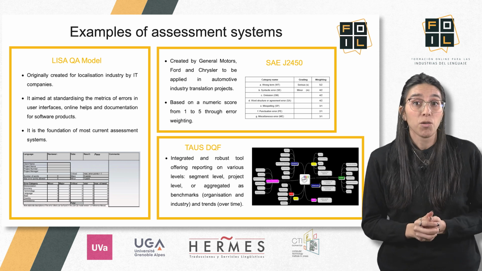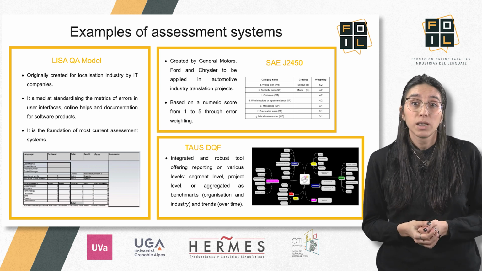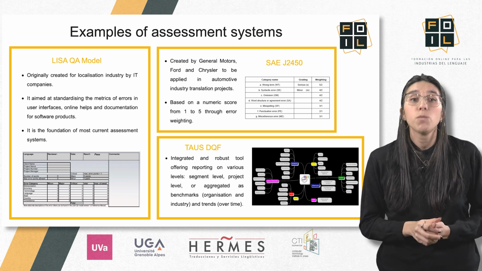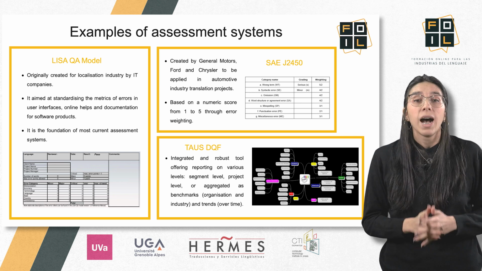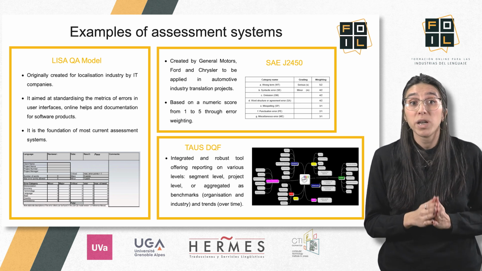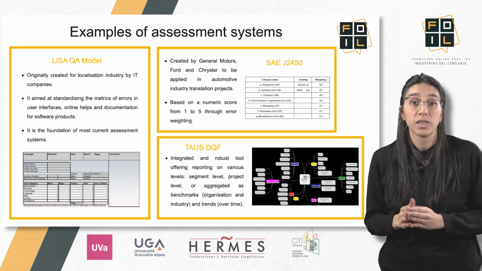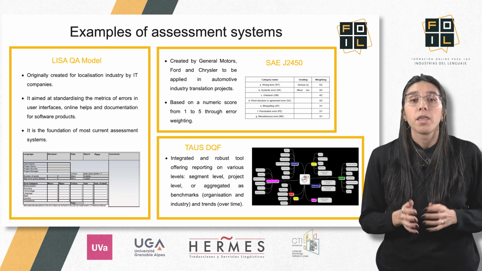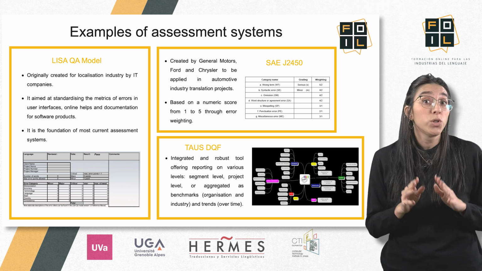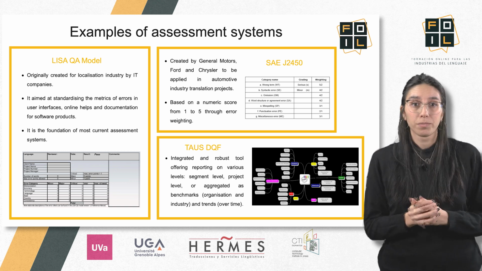LISA QA model was the first translation assessment system in the language industry. It was originally created for the localization industry by IT companies, and it aimed at standardizing the metrics of errors in user interfaces, online helps, and documentation for software products. This model is the foundation of most current assessment systems.